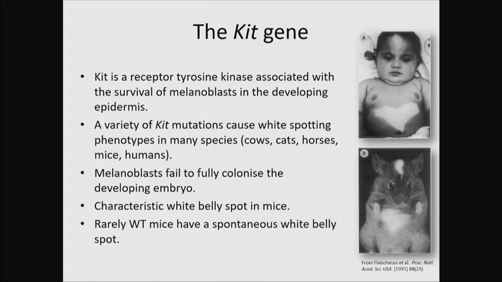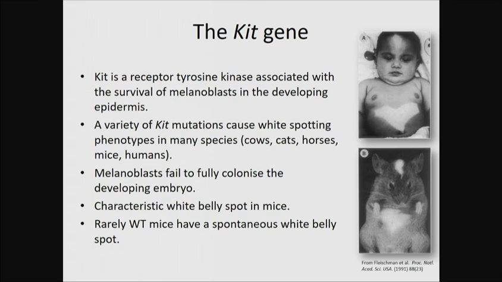So here you can see it in the mouse. He has a white belly and a white forelock, and same in the human baby here. It's a white belly spot and a white forehead spot. And that's typical of a piebald phenotype of a KIT mutation. It's caused by the fact that these melanocytes fail to fully colonize this growing embryo. So you just don't have pigment cells at the front, which is why you have these unpigmented or white regions.